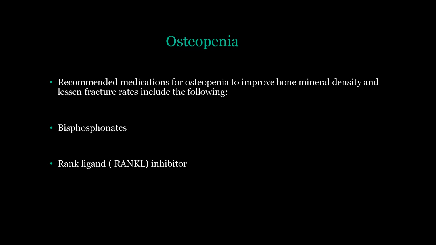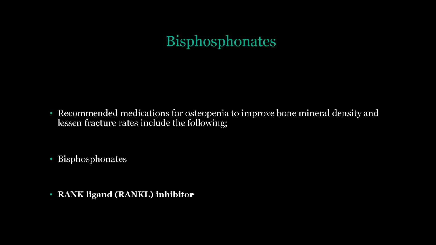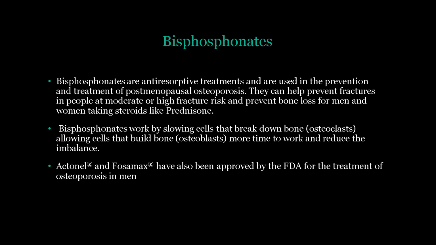Recommendations for osteopenia to improve bone mineral density and lessen fracture rates include the following: bisphosphonates and RANK ligand inhibitors. Bisphosphonates are recommended medications to improve bone mineral density and lessen fractures. Bisphosphonates are anti-resorptive treatments and are usually used in the prevention and treatment of postmenopausal osteoporosis. They can help prevent fractures in people at moderate or high fracture risk and prevent bone loss for men and women taking steroids like prednisone.